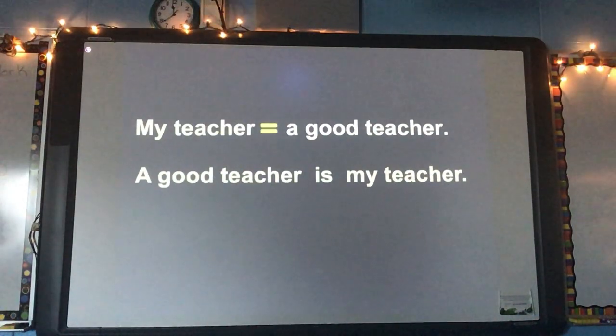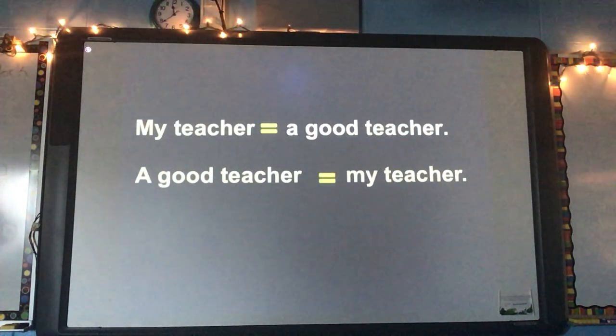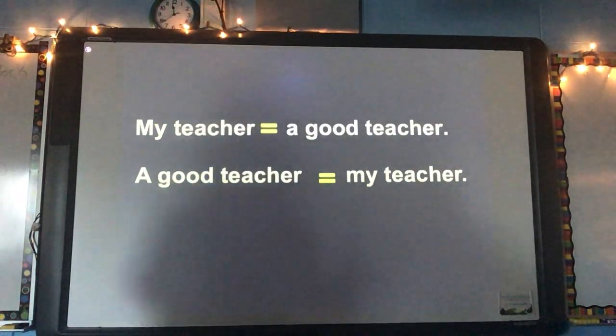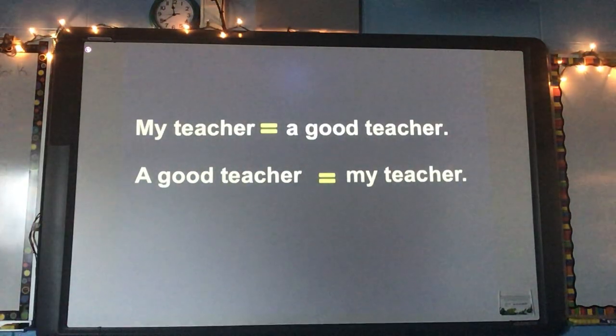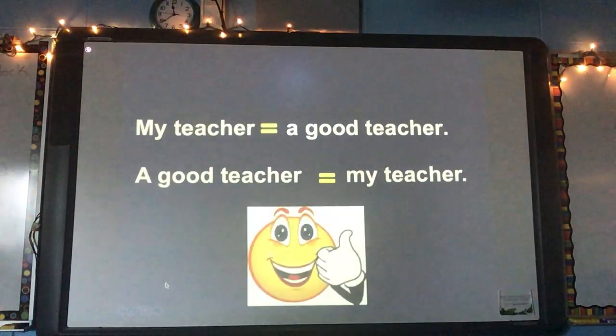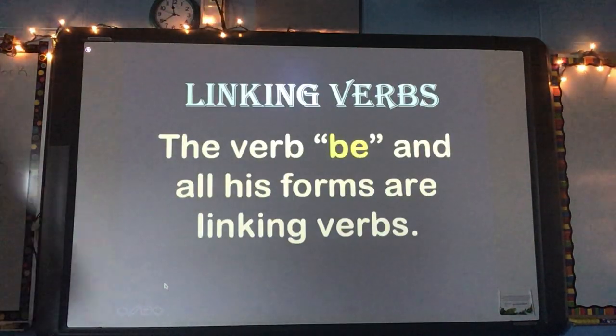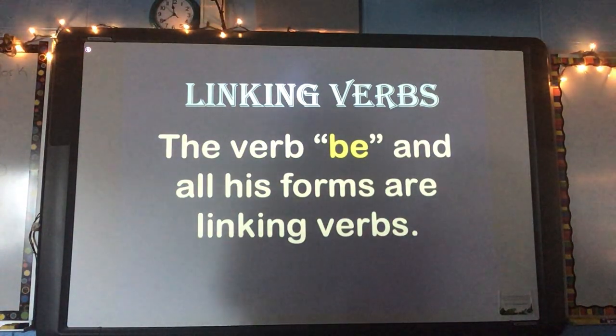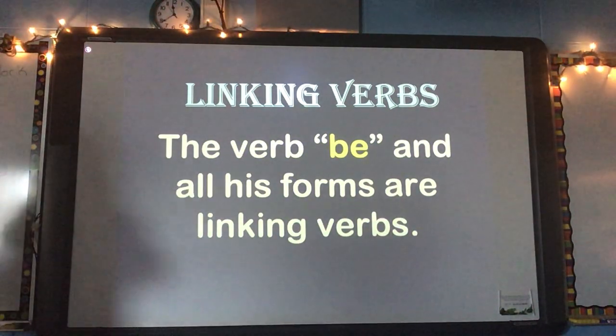A good teacher is my teacher. I could take out that word is, my linking verb, and say a good teacher is equal to my teacher. So the linking verb be and all its forms are linking verbs, just like he said in the video.